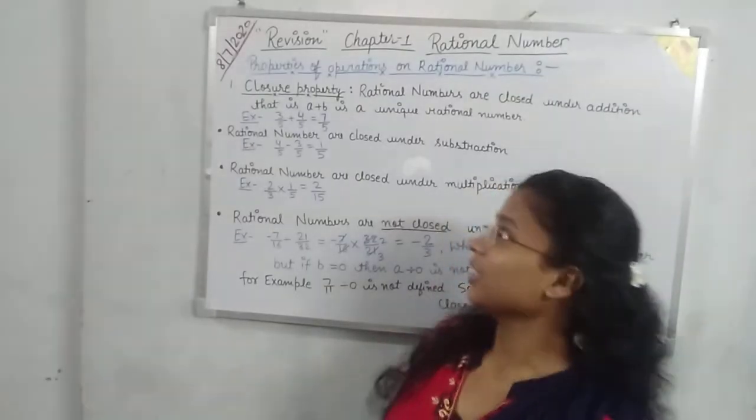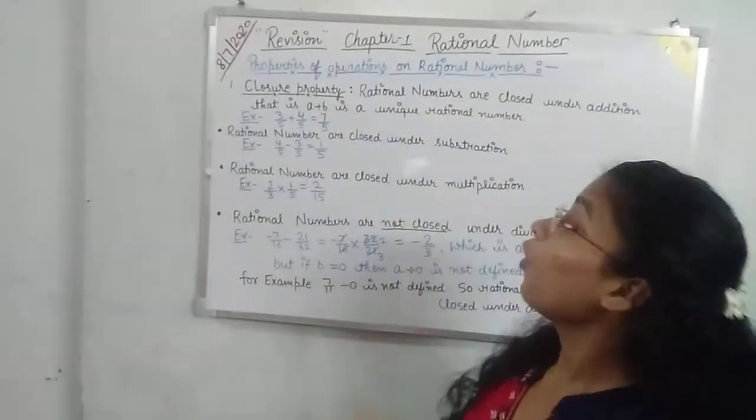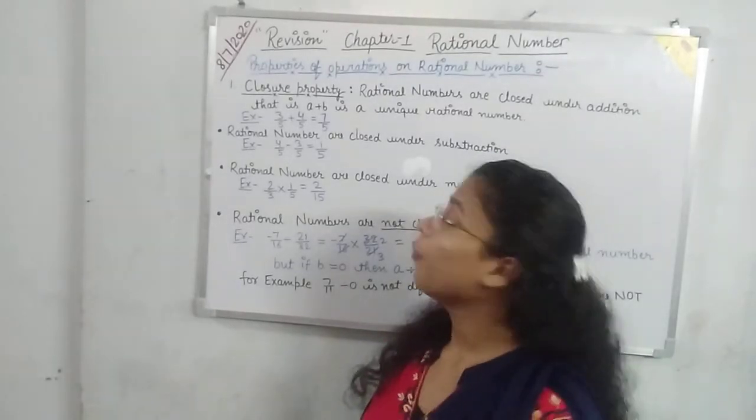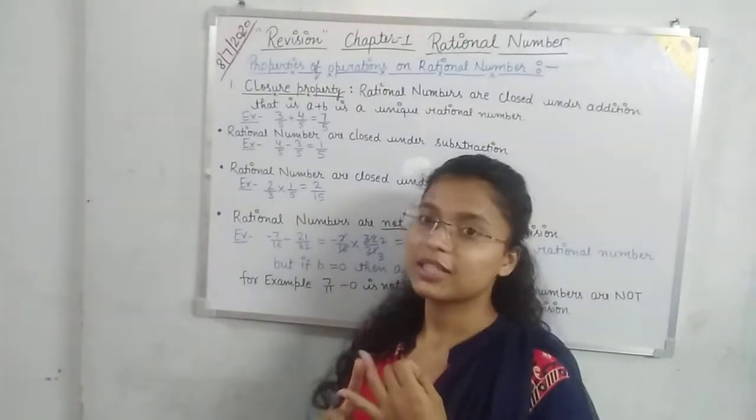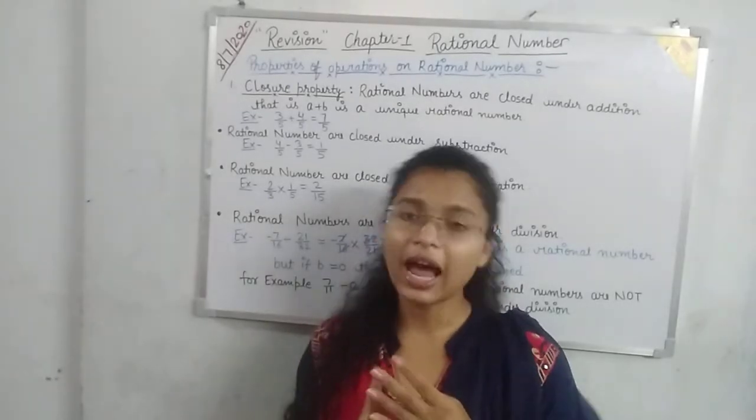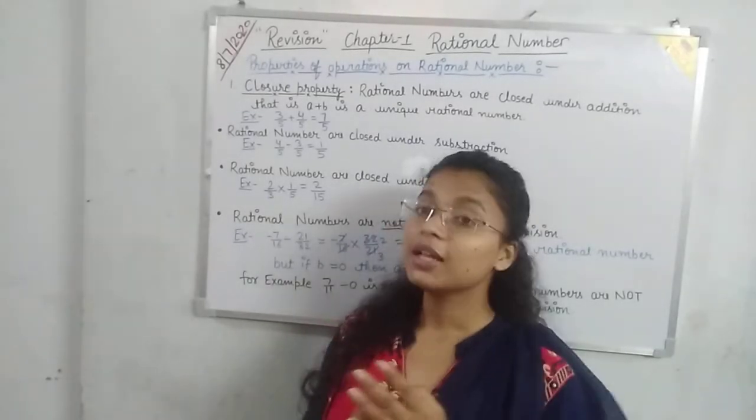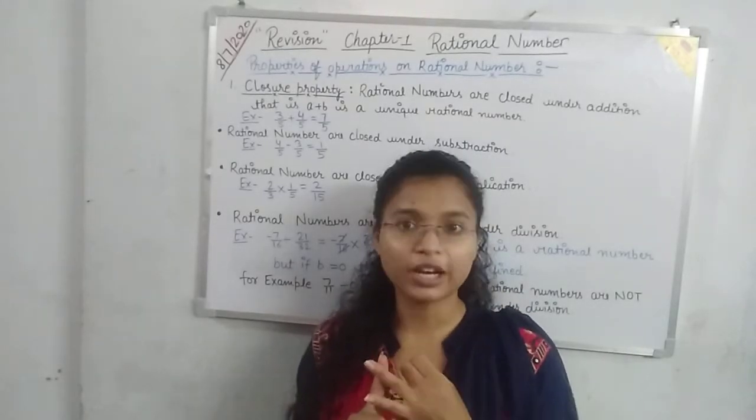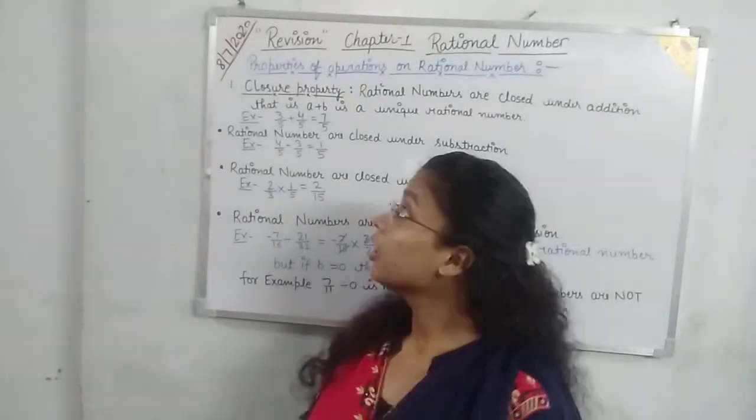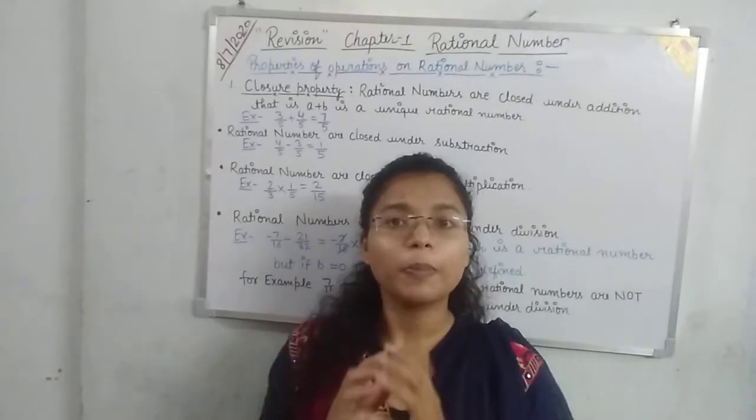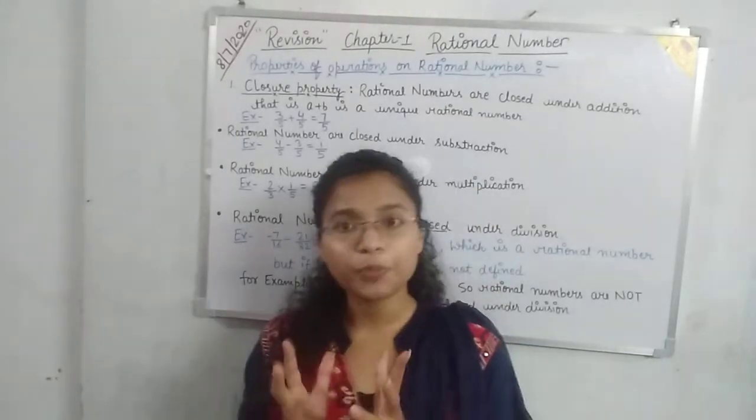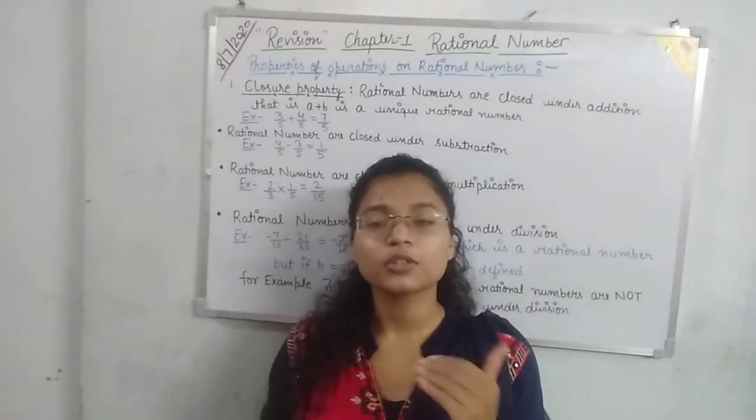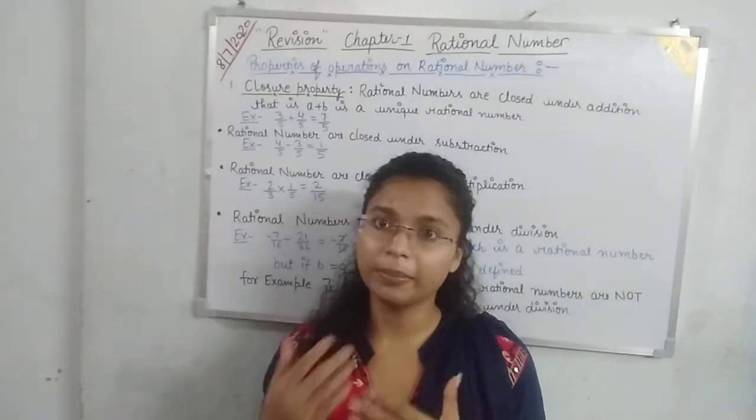Our next topic is properties of operations on rational numbers. In maths, operation means addition, subtraction, multiplication and division. Remember this, that in mathematics, operation means addition, subtraction, multiplication and division. So we are going to discuss the properties of rational numbers. 8 properties are there. We have already discussed those properties. So let's start the properties one by one.